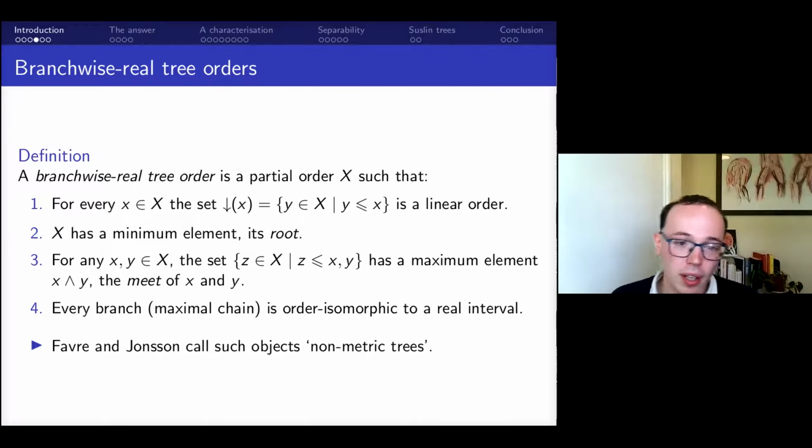The third condition is that X should be what's known as a meet semilattice. So this is that if you take any two points, then they have what's known as a meet, which is a maximum element in the set of elements that lie below both of them. And then finally, the fourth condition is where the branchwise-real part comes in. This says that a branch, by which I mean a maximal chain, every branch is order-isomorphic to some real interval. So in their monograph, Favre and Jonsson call such objects non-metric trees.